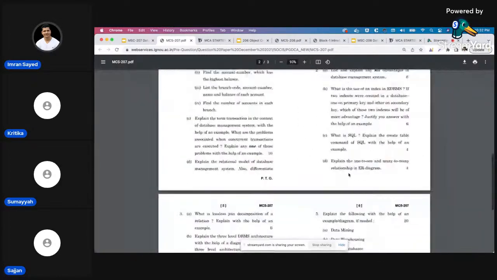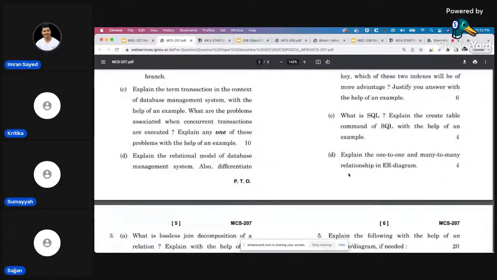So, explain one-to-one relationship and many-to-many relationship in an ER diagram. In a one-to-one relationship, one entity on the left associates itself with another entity on the right, forming a relationship. And in many-to-many, more than one entity on the left associates itself with more than one entity on the right with a relationship, and that's many-to-many.